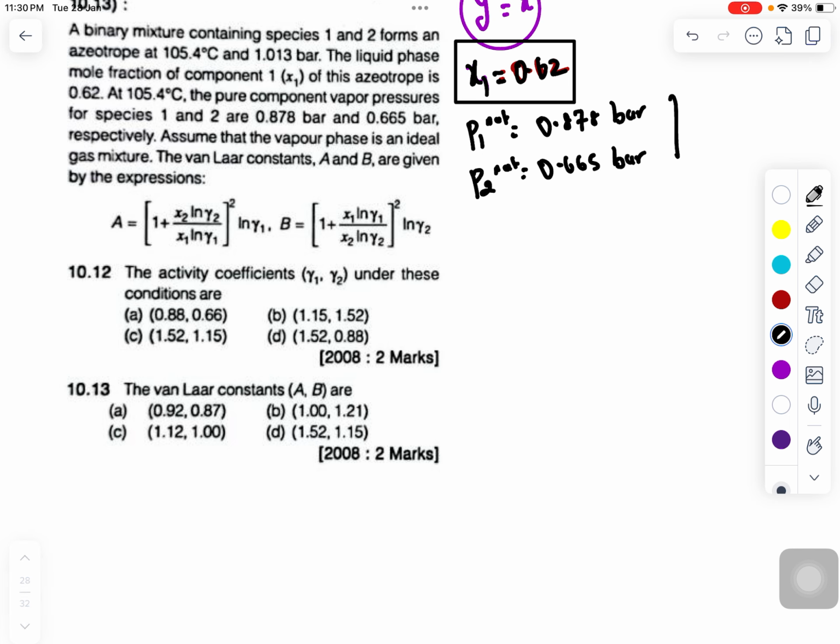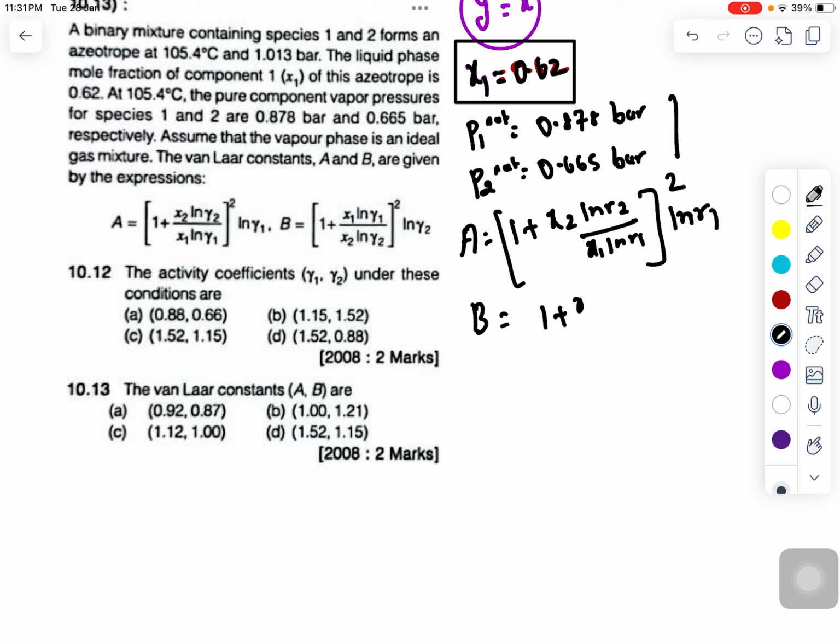So the value of the Van Laar constant A is 1 plus x2 ln gamma 2 divided by x1 ln gamma 1, the whole square, times ln gamma 1, and B is given as 1 plus x1 ln gamma 1 divided by x2 ln gamma 2, whole square, times ln gamma 2. So you are supposed to calculate the activity coefficients under these conditions, at the azeotropic condition.